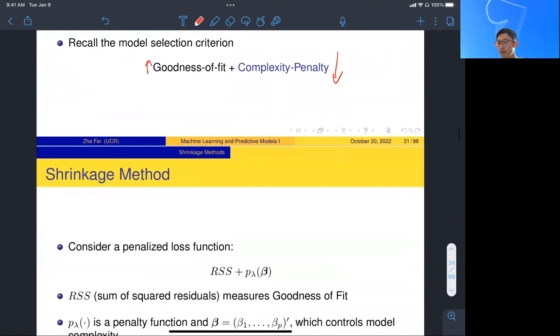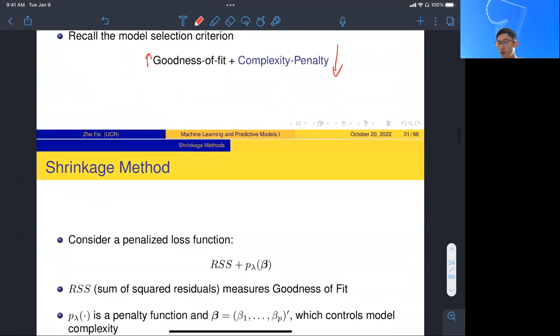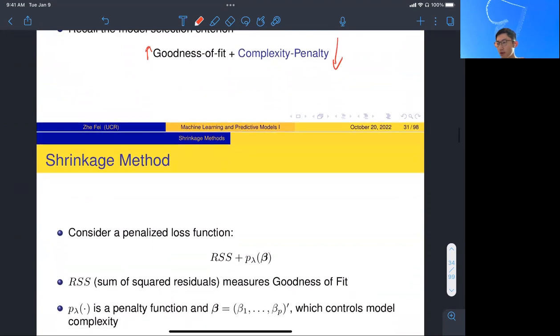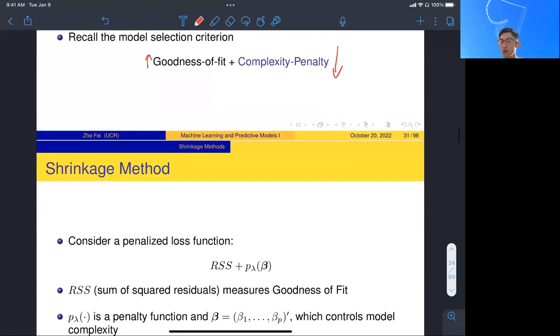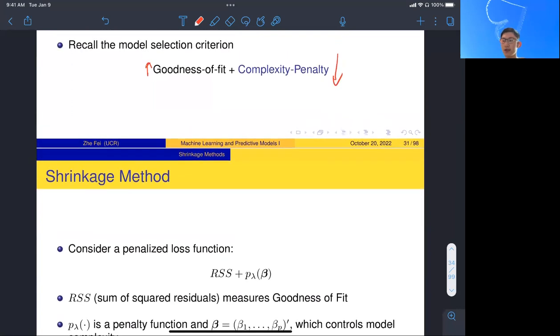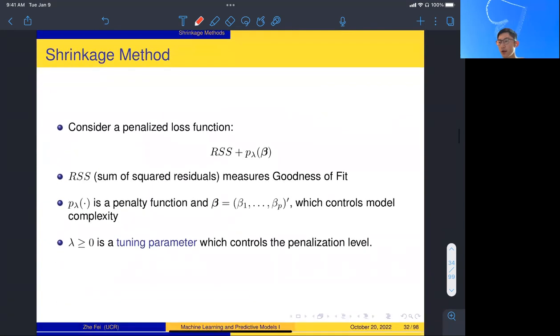So first of all, this goodness of fit plus complexity penalty is a general form, it's basically a concept. So to realize this concept, we formally define an objective function, the so-called penalized loss function. So in addition to the loss function, we introduce the penalty term, and that's the formal definition for the shrinkage method.